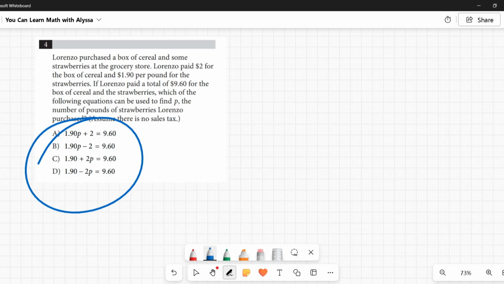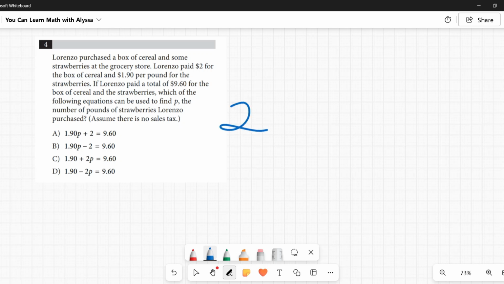I don't want to get confused and accidentally pick the wrong one. So let's break this apart. First, he paid $2 for a box of cereal. Just one box of cereal, he paid $2. Okay, flat rate, he paid $2. Then what else did he do?